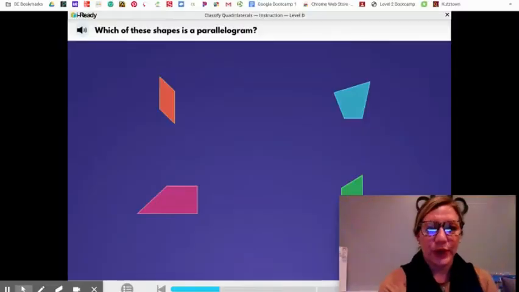So fourth grade, again, quadrilaterals, 4 sides. So it has to be a shape that has 2 sets of parallel sides. So bear that in mind when answering this question.